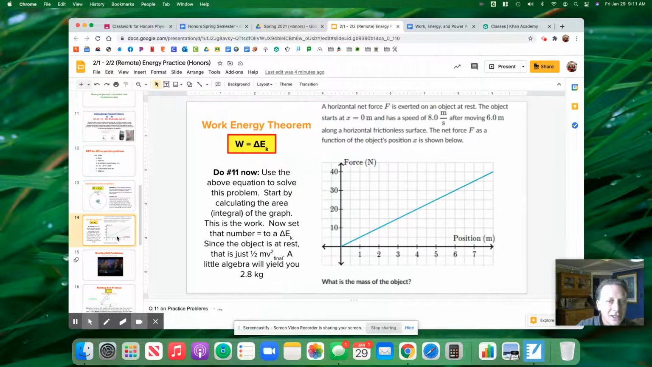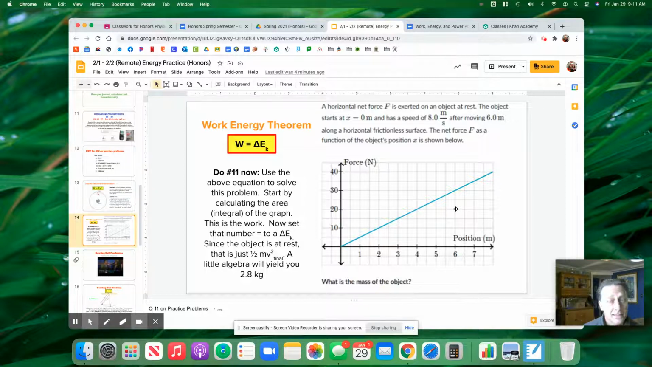Okay, next question was dealing with the work energy theorem, which just says that work equals change of energy. I know for sure that this question is going to be on the quiz, so you want to get ready for this one. What you do in a question like this is realize that because work is equal to this change of energy, in this case change of kinetic energy, the work is the area under the curve right here. So you'd calculate your area and then set it equal to the change of energy.